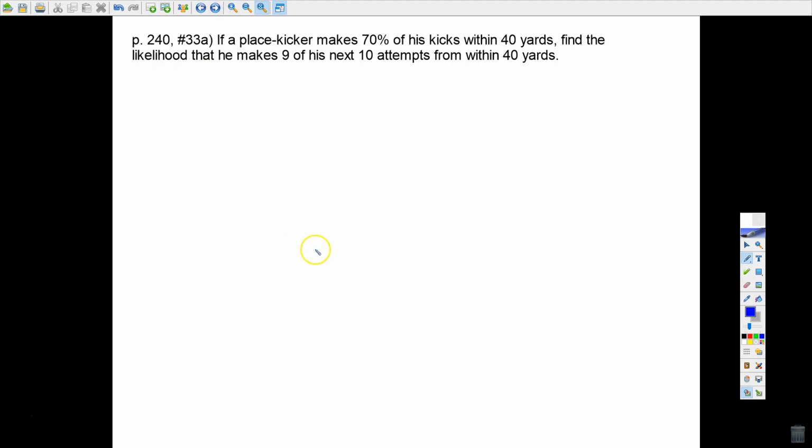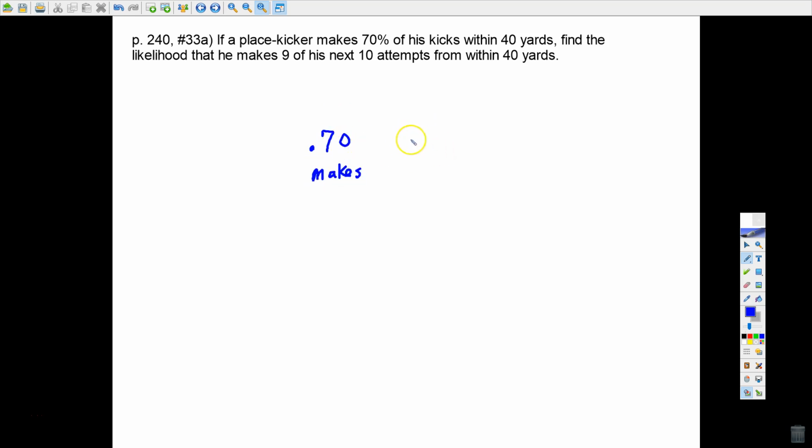Okay, let's try another one. This is number 33A. 33 is broken up into parts A, B, and C. We'll look at letter A, and then we'll take a look at C later. Okay, so we have this football place kicker. He makes 70% of his kicks. Okay, I'm going to write that down. 70% represents makes.